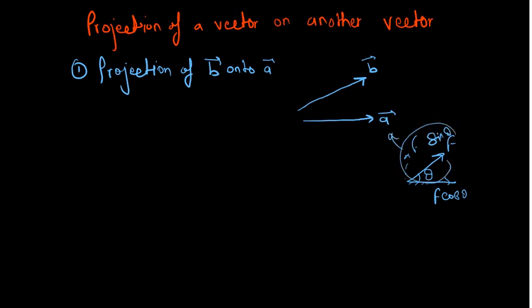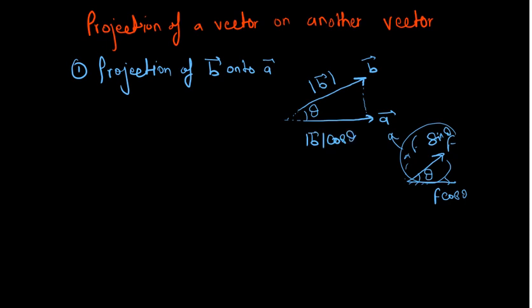Because we already know force is also a vector. So let's suppose these two vectors, a vector and b vector, are making an angle of theta degrees with respect to each other. If we want to calculate the projection of b on a, let's suppose the magnitude of b vector at this point is modulus of b. So what is the projection on a vector? It is modulus b cos theta, correct?